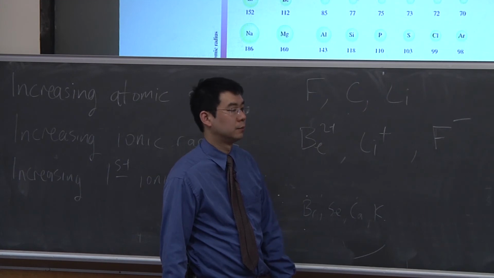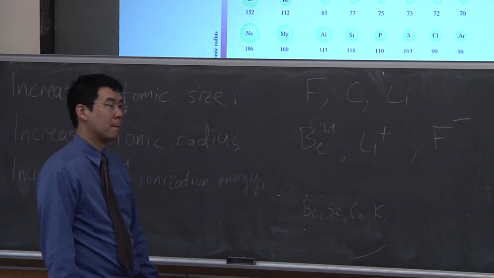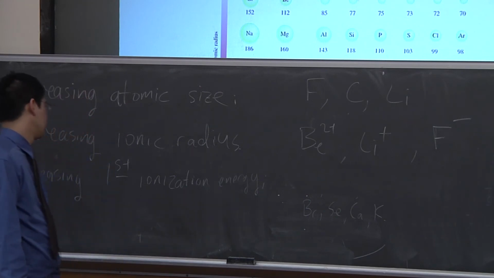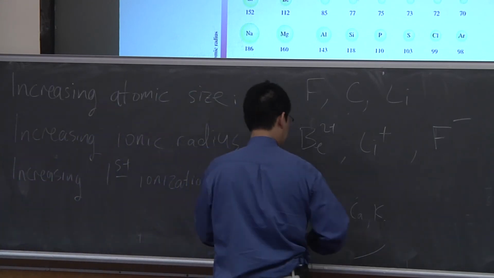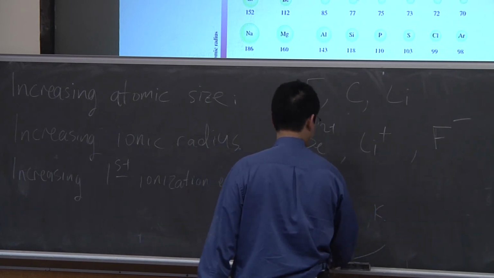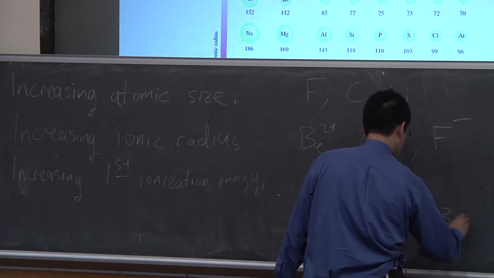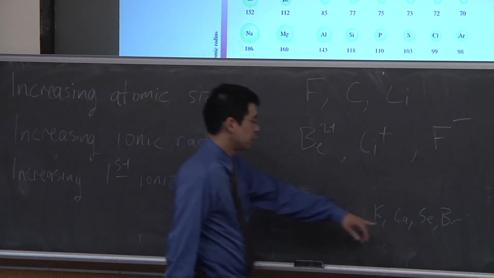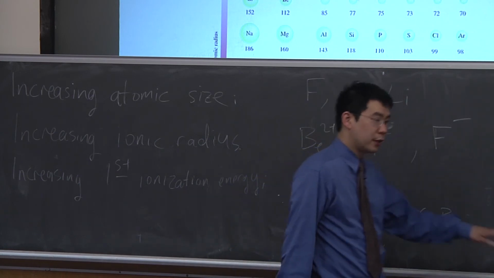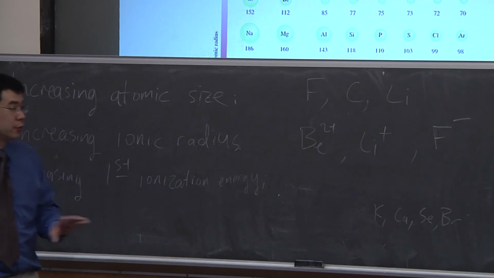So the first ionization energy is how much energy it takes to lose the first one. You're saying K is the highest energy to lose one? No, backwards, right. K is the lowest. K, Ca, Se, Br, the lowest energy to lose one, and then Ca, and then Se, and then Br. You notice that here we didn't encounter any of those exceptions.